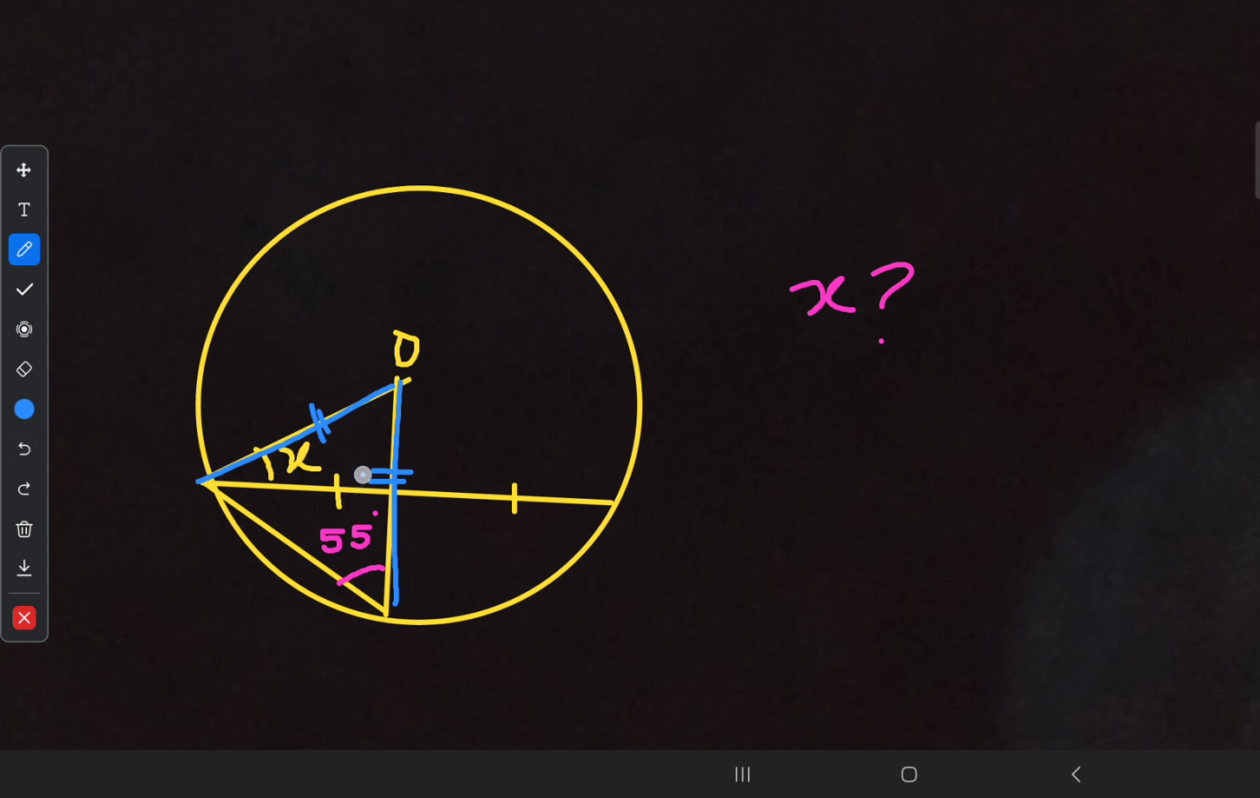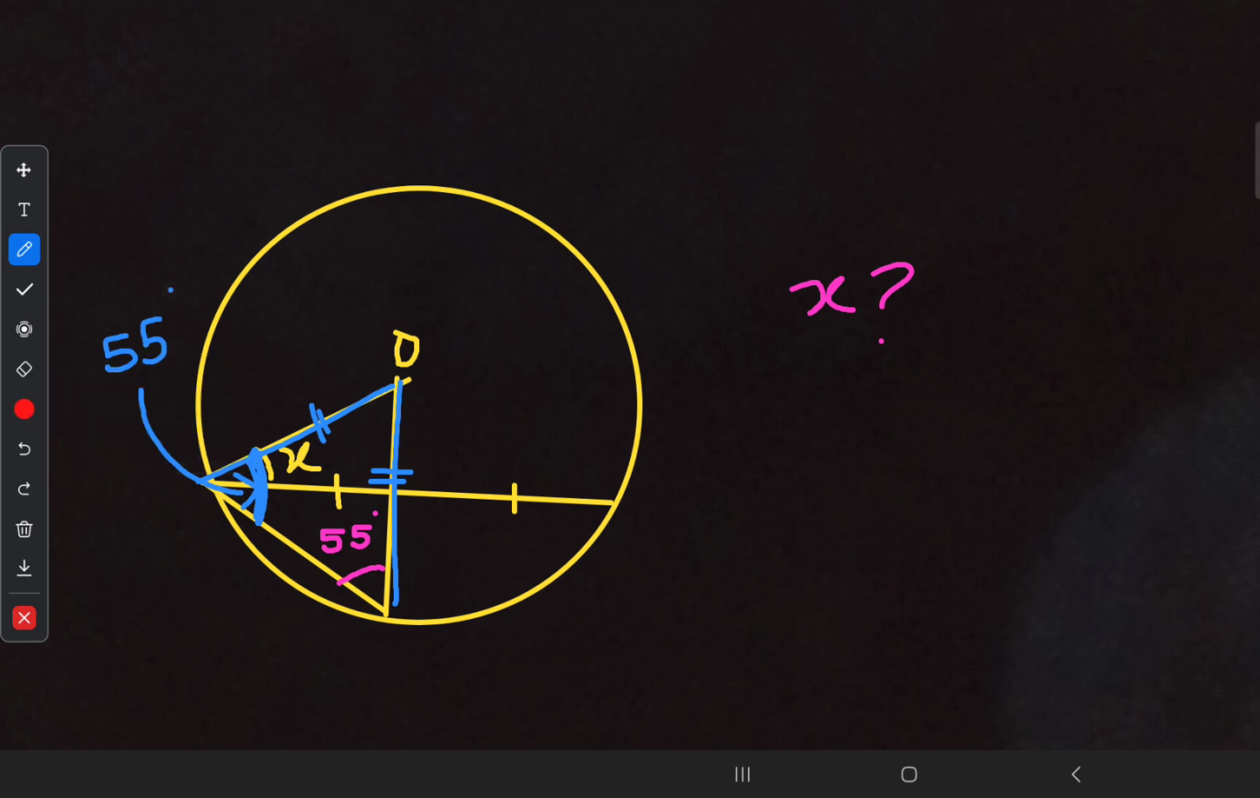Okay, 55. We can conclude the angle which is opposite to this radii is also 55. The total angle I'll indicate outside. The total angle is 55 degrees. Okay, that should be your first conclusion.